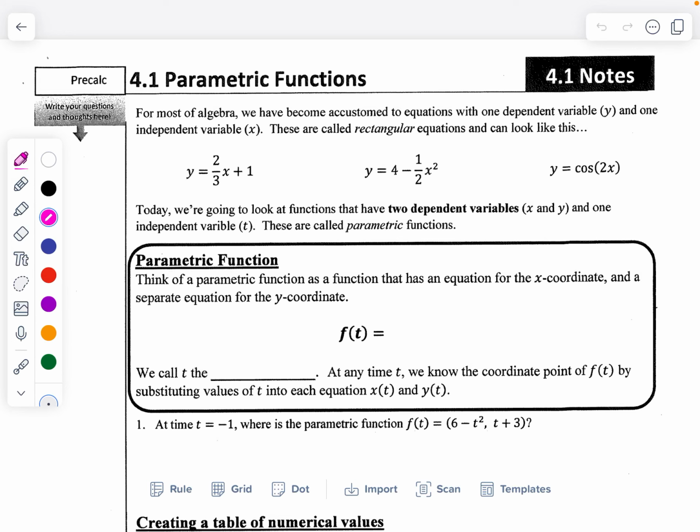Hey everybody, let's start Unit 4 together. We are talking about parametric functions, which is pretty exciting. They're pretty fun. They're new, but I think you'll get it. This is pretty quick and easy.